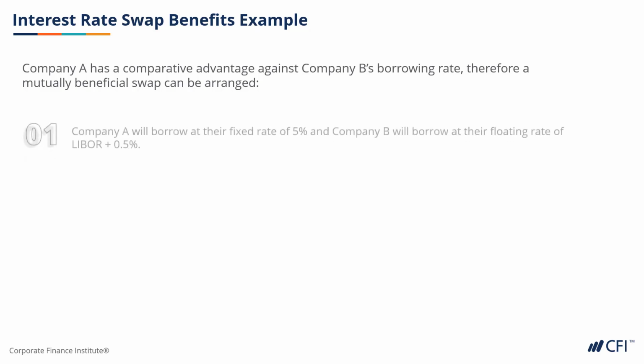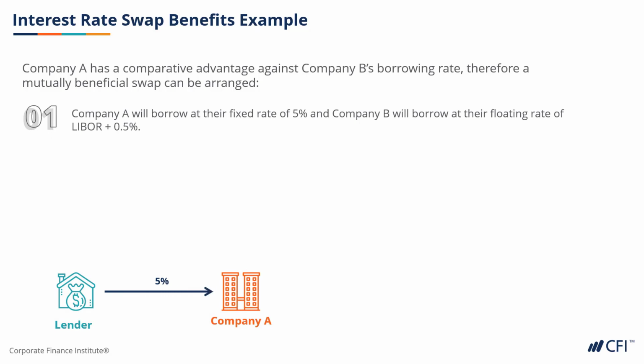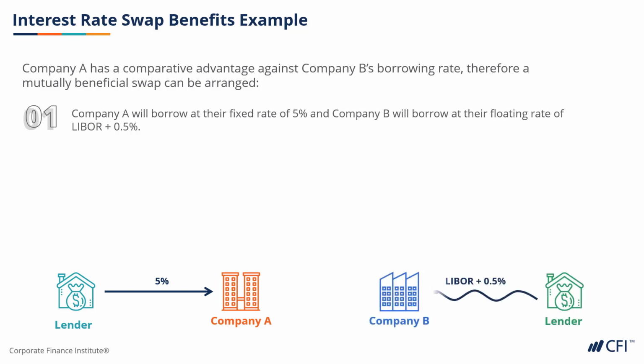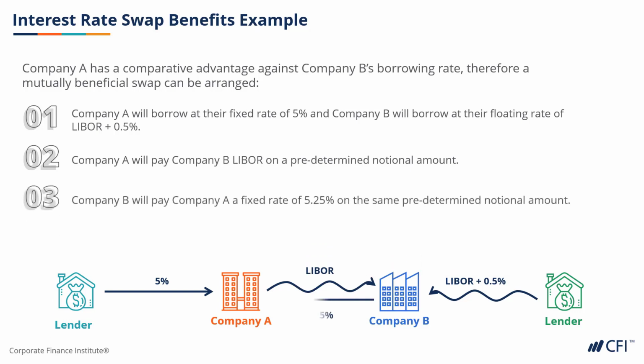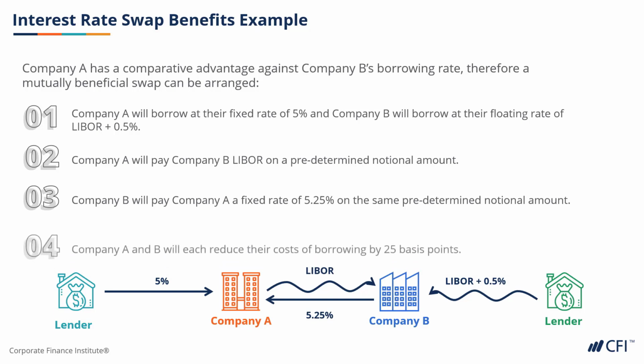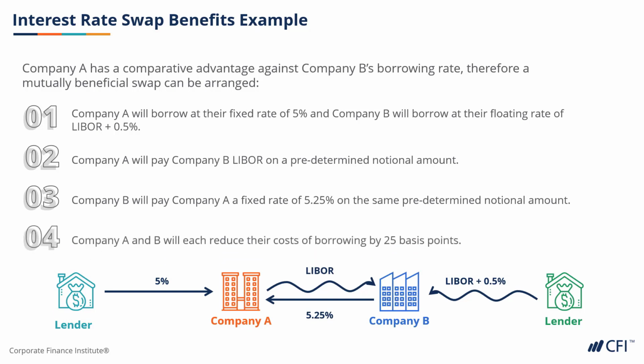First, we're going to get Company A to borrow at their lower fixed rate of 5%, whereas Company B will borrow at their floating rate, which you may recall is LIBOR plus 50 basis points. Company A will then pay Company B LIBOR on a predetermined notional amount, and Company B will pay Company A a fixed rate. And let's just say it's 5.25% on that same predetermined notional amount. In effect, Company A and B will each reduce their cost of borrowing by 25 basis points.